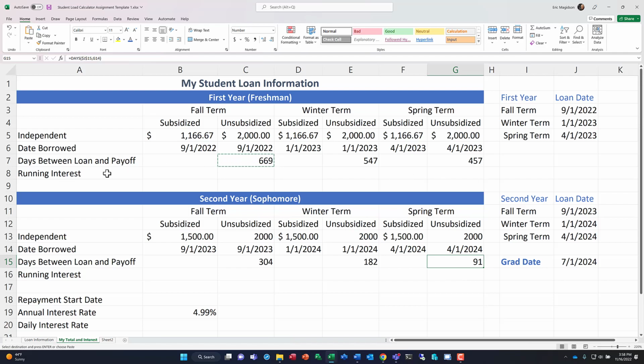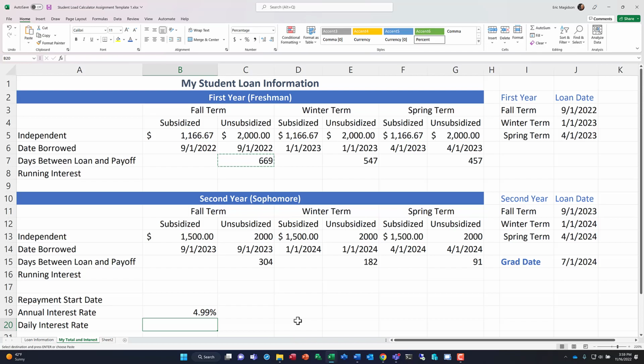Now, I've got the number of days. Now I need to calculate, okay, the running interest. How much interest is this going to generate between 9/1/2022 and my graduation date, 7/1/2024? So in my research, what I found out is that interest, although simple interest, okay, is applied daily. So let's look at this essentially by saying, okay, well, what we're going to do is we're going to find the daily interest rate.